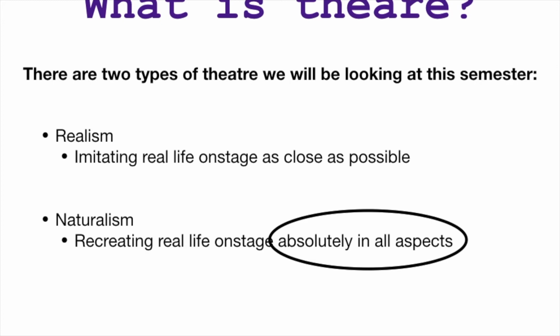But naturalism doesn't just apply to the production elements, it applies to the writing, it applies to the acting as well, with the idea being that you want to portray life exactly as it is. So with realism, you want to imitate real life on stage as close as possible. With naturalism, you want to recreate it absolutely in all aspects.